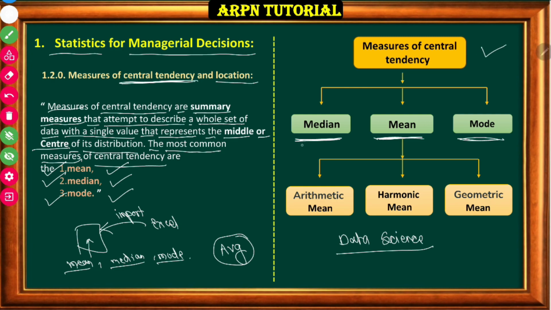Here we have the chart for it. First we have median, mean, and mode. Again, the mean is subdivided into three means: arithmetic mean, harmonic mean, and geometric mean. When to use them, I have also mentioned in the upcoming slides. So when to use the arithmetic mean, harmonic mean, and geometric mean. Okay, all right.